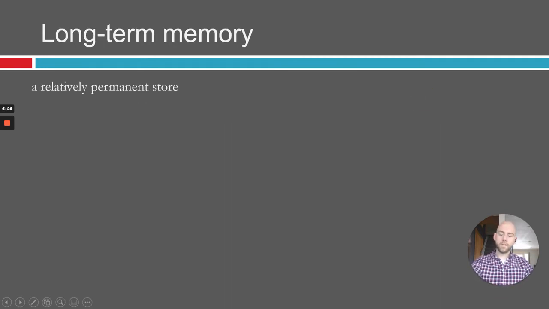Okay, shifting from those shorter term or more flexible stores of short term and working memory, let's talk about long term memory and then talk about some different types of memories again. So long-term memory, we might refer to as a relatively permanent store. And I say relatively because you don't remember everything that you've ever had in your long-term memory, right?